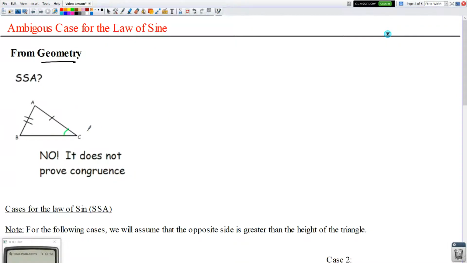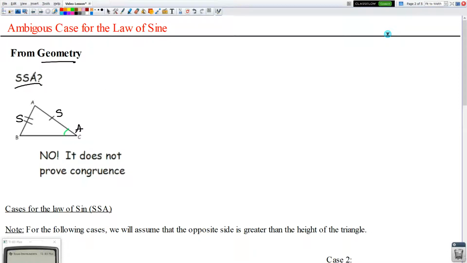Because in geometry, when you were proving congruency, one of the cases that you saw is that side-side angle does not prove congruency. What this means is that if you've been given any triangle, and the information that you know about this triangle is a side-side angle, because you cannot prove congruency, this triangle is not unique. And because this triangle is not unique, that means that this triangle can be written down in a different form.